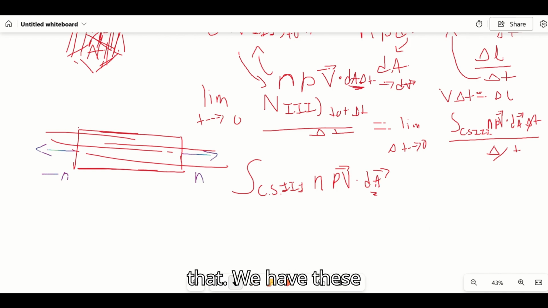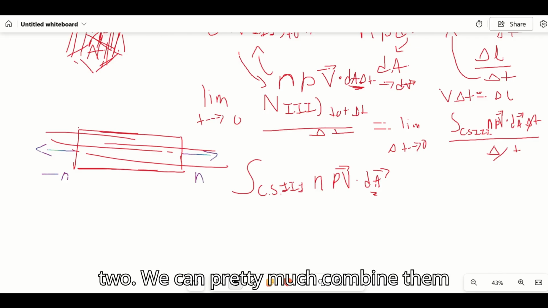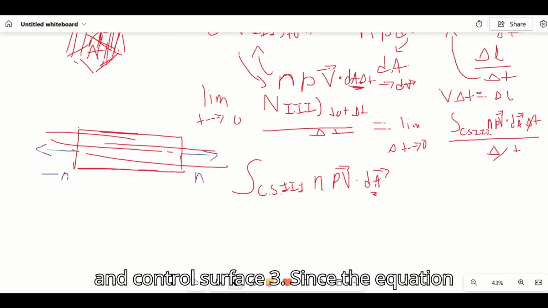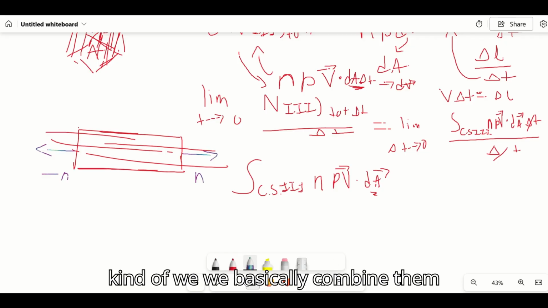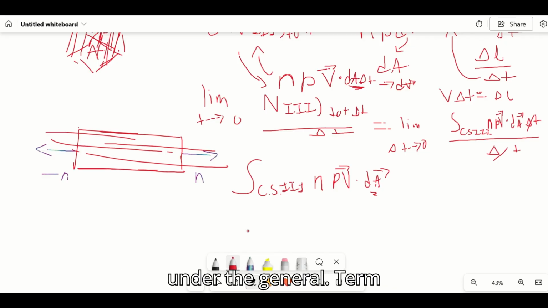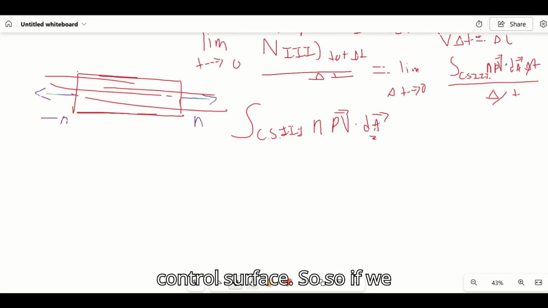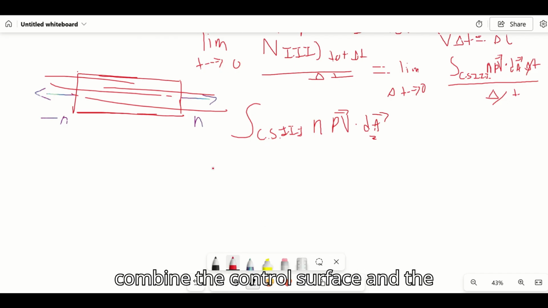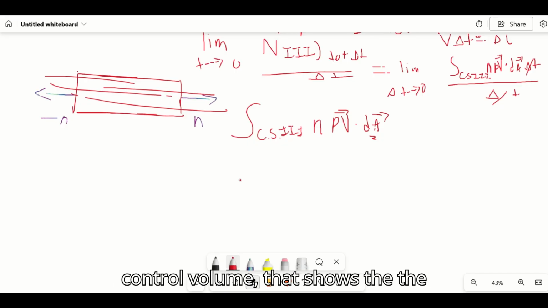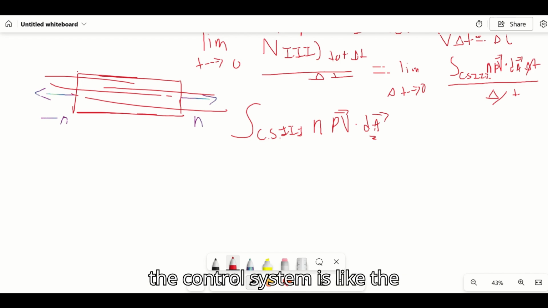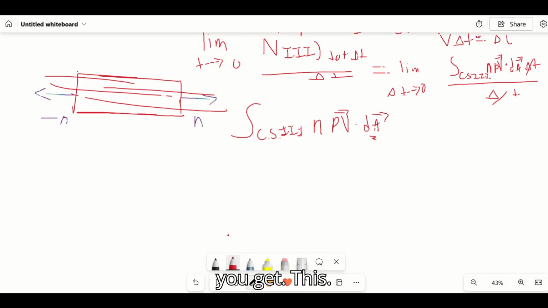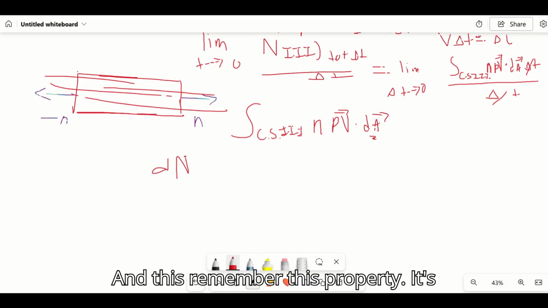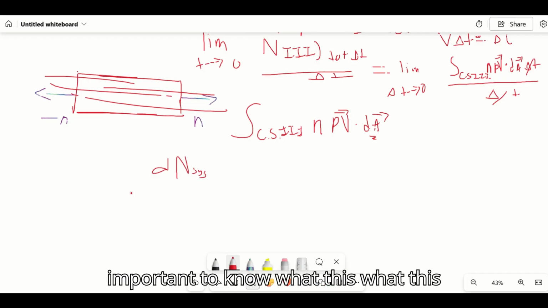So now that we have these two, we can pretty much combine them, and control surface 3, since the equation is the same as control surface 1, we basically combine them under the general term control surface. If we combine the control surface and the control volume, that shows the control volume is the storage and the control surface is like the transport. So putting everything together, you get this. And remember this property, it's important to know what this means.